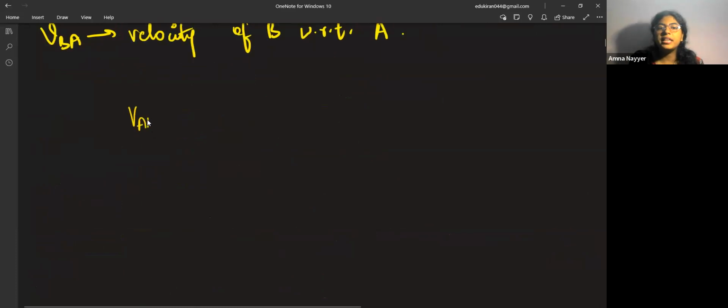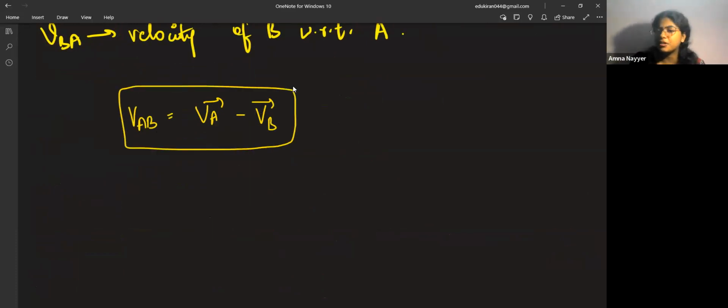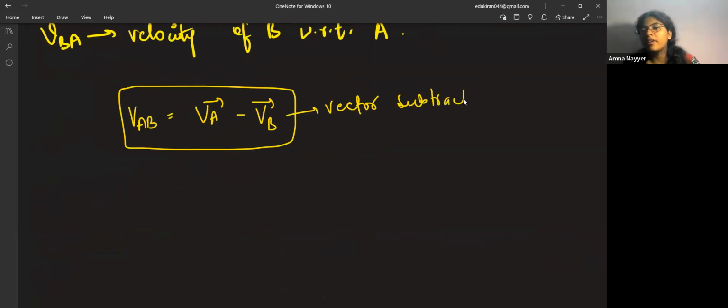When you write VAB, velocity of A with respect to B, that becomes VA vector minus VB. This is not addition or subtraction of algebra that we take. This is vector subtraction. After this, we'll start with vectors only.